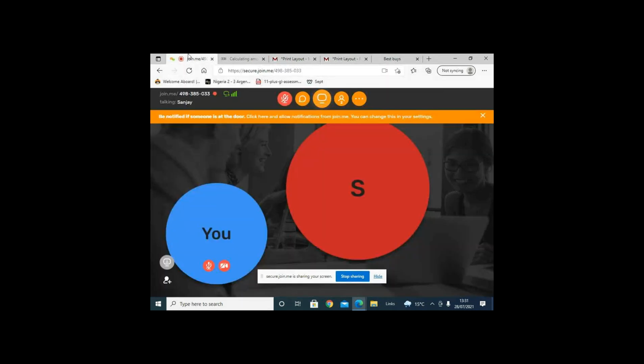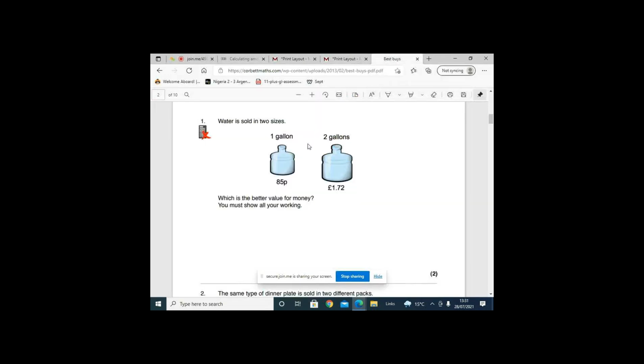So the final one is Best Buy. This Best Buy is also proportion. It's like which is a better value for money. So you must show your working out when you are doing this. What's the better value for money? So you must show your working while doing this one too.